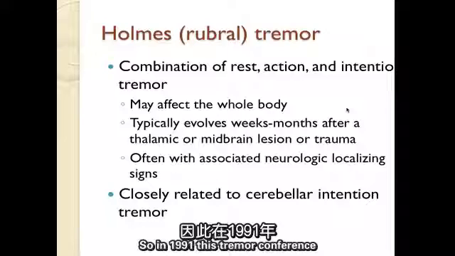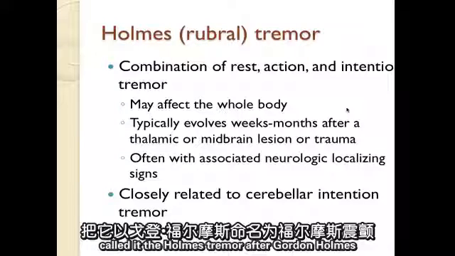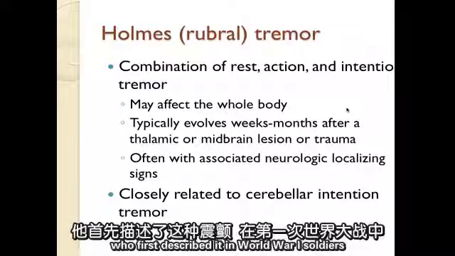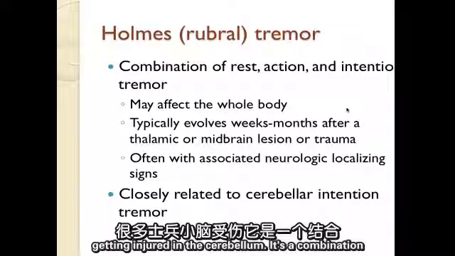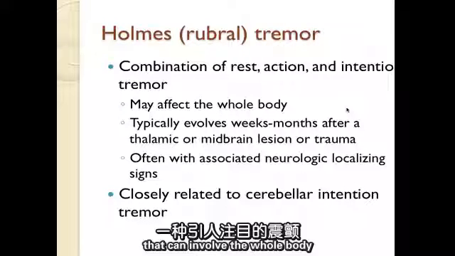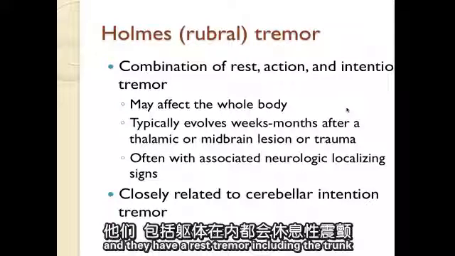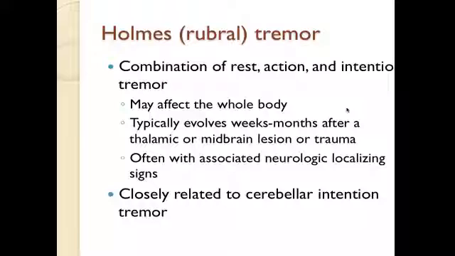So in 1991, this tremor conference trying to unify a classification called it the Holmes tremor, after Gordon Holmes, who first described it in World War I soldiers getting injured in the cerebellum. It's a dramatic tremor with a rest tremor that can involve the whole body. So you have people just laying down in bed and they have a rest tremor, including the trunk. And then they have an action and intention tremor as well.